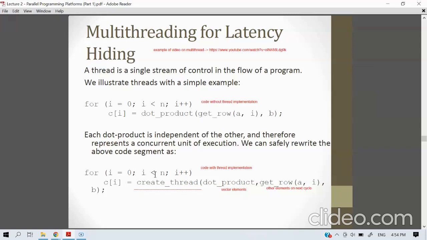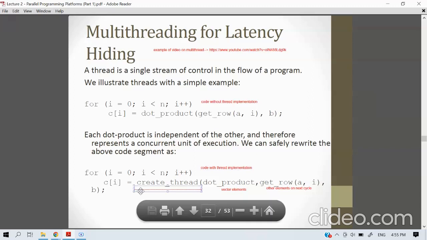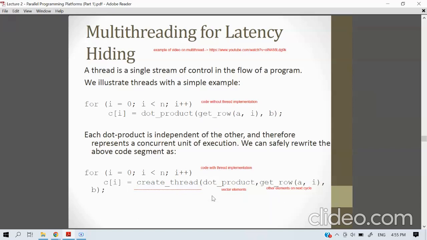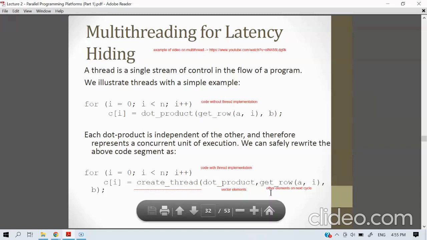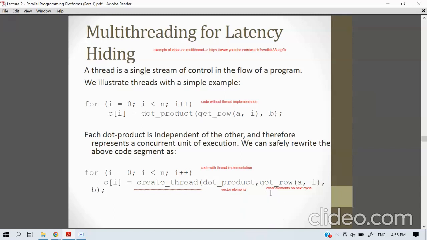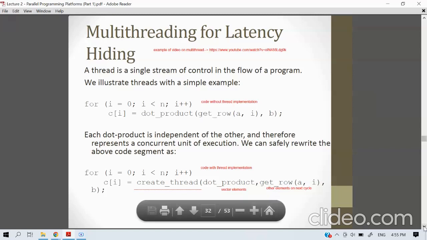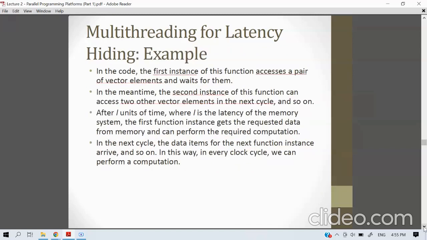So you write back the for loop and then call the method create thread inside the brackets. We include back the dot product method and then the get row method. So in this case, this code implements a multi-thread or threaded process. Okay, so let's look at the description on the next slide.